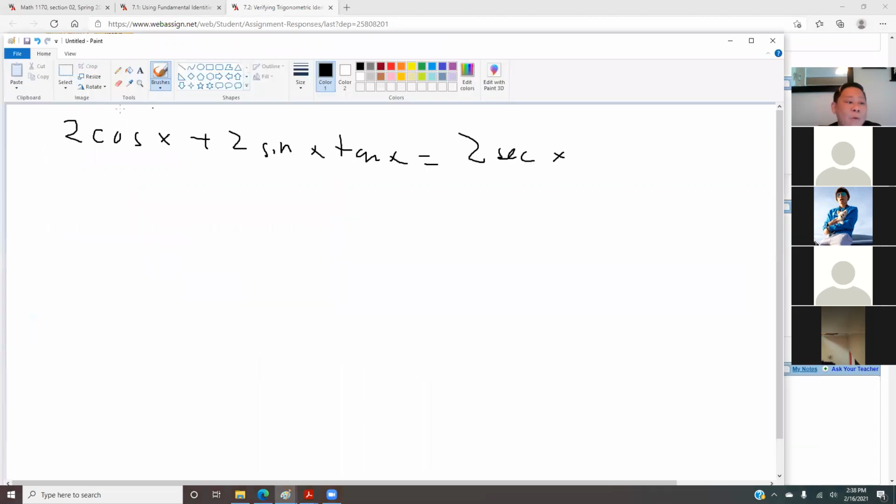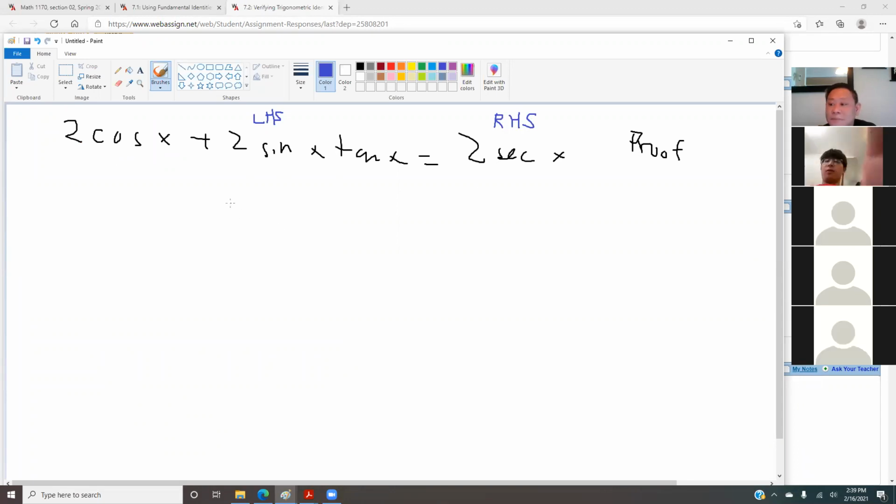So class, if I want you to prove this or establish the identity, pay attention. This is very important. You have to first tell me where you start from. Is it on the left-hand side of the equation or the right-hand side of the equation? Left or the right? Left. Okay, so you use LHS, just telling me it's from the left-hand side.